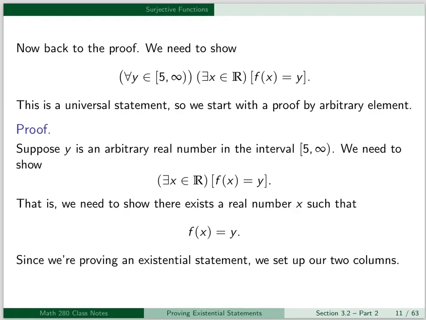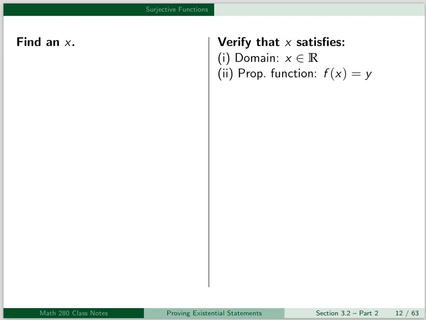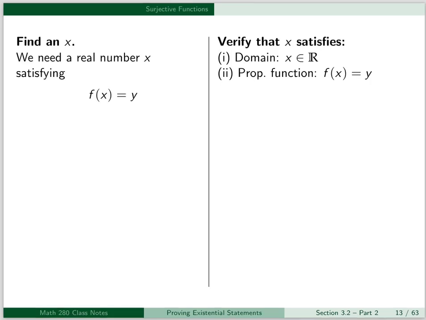Since we're now proving an existential statement, we set up our two columns. So we need to find an x and then verify that x satisfies our two conditions. The domain, x is supposed to be a real number, and the propositional function, which is f of x equals y. Now to find an x, we need a real number x satisfying the propositional function f of x equals y.